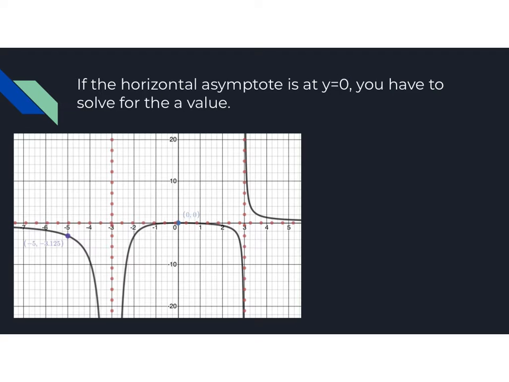If our horizontal asymptote is at y equals 0, that is rule 1 in those 3 horizontal rules, and it tells us that the degree of the numerator is less than the degree of the denominator. When we have our horizontal asymptote, and again, this is observed, then I have to solve for the a. That is something that has to be calculated or solved for. We cannot interpret that from looking at the graph.